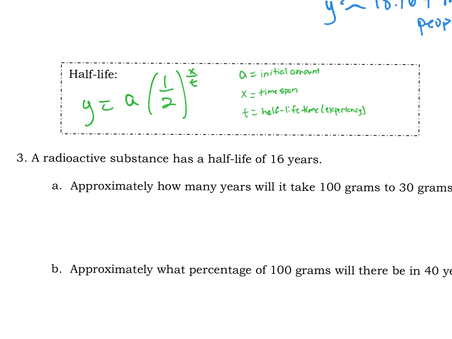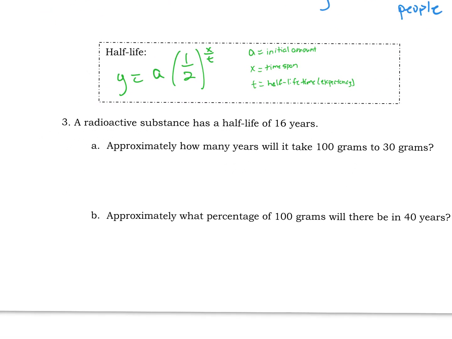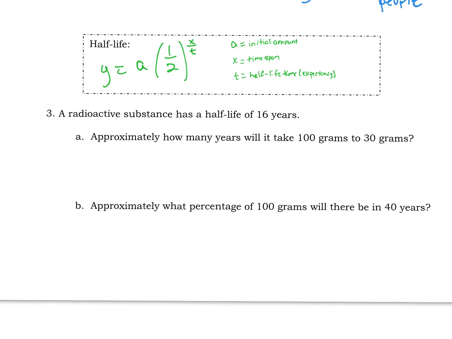Okay. So let's look at this particular example. It says a radioactive substance has a half-life of 16 years. So that's the T, right? Then it says approximately how many years will it take 100 grams to decrease to 30 grams? That didn't get worded quite correctly there, but I think you get the general gist. So this one we're actually just going to set up. We can't solve it yet, but we're going to see the process of setting this up, and then we'll move on to the other one to actually simplify it. But let's think about how we would set this up.